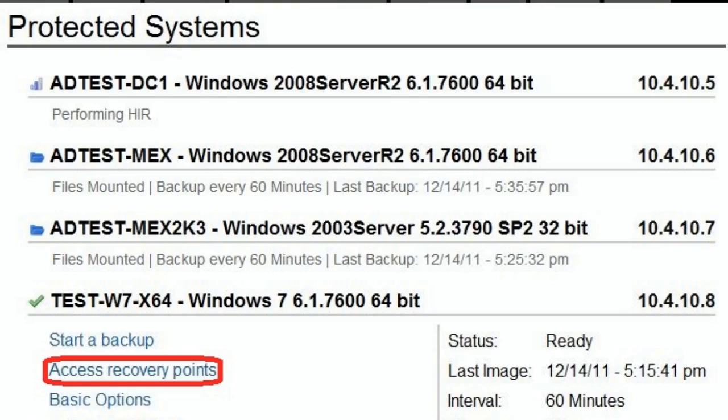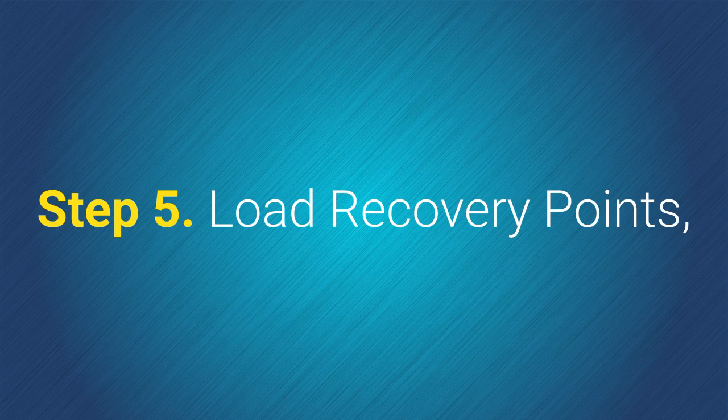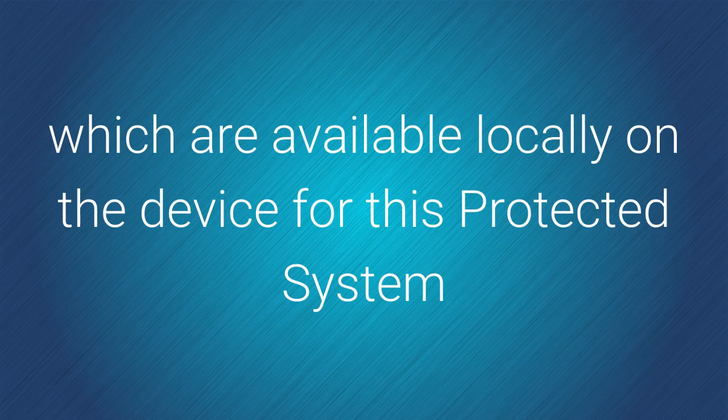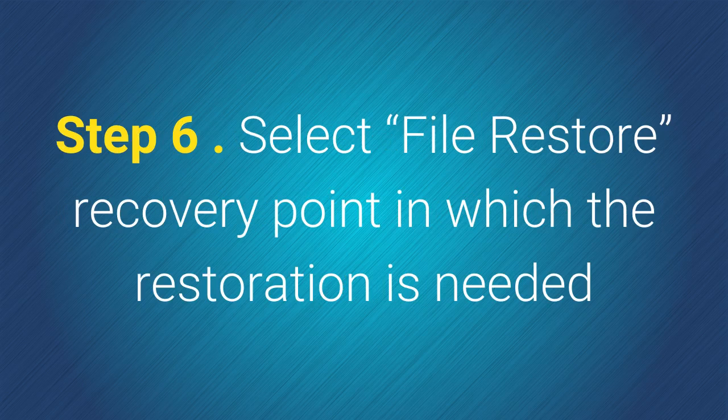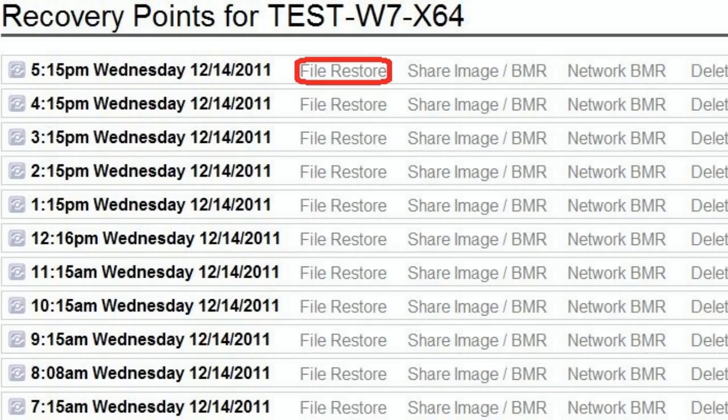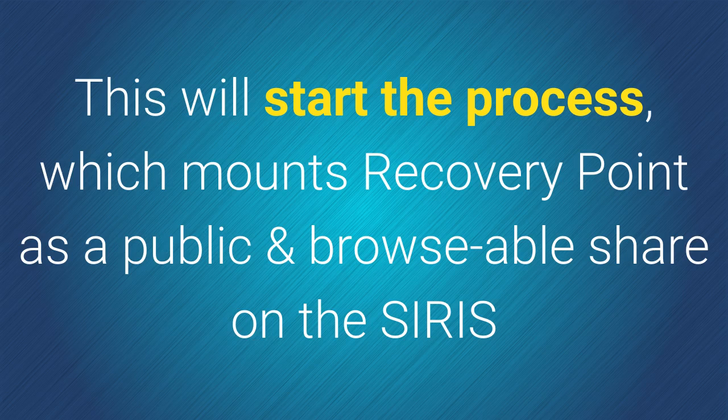So let's move on to step number 5. Load recovery points, which are available locally on the SIRIS device for this protected system. That was easy enough. Step number 6. Select the file restore recovery point in which the restoration is needed. This will start the process, which mounts the recovery point as a public and browsable share on the SIRIS.